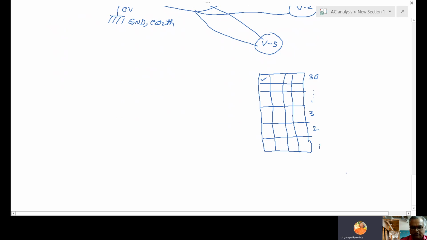A builder will dig another bore to a depth of 1000 feet or 1500 feet. He uses a 5 HP motor, or 7.5 HP motor, or 10 HP motor. This motor needs 3 phase power supply. So phase 1 is given, phase 2 is given, phase 3 is given.